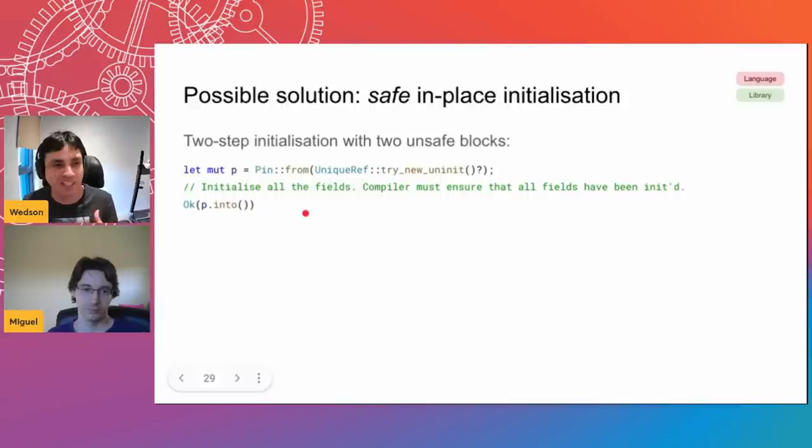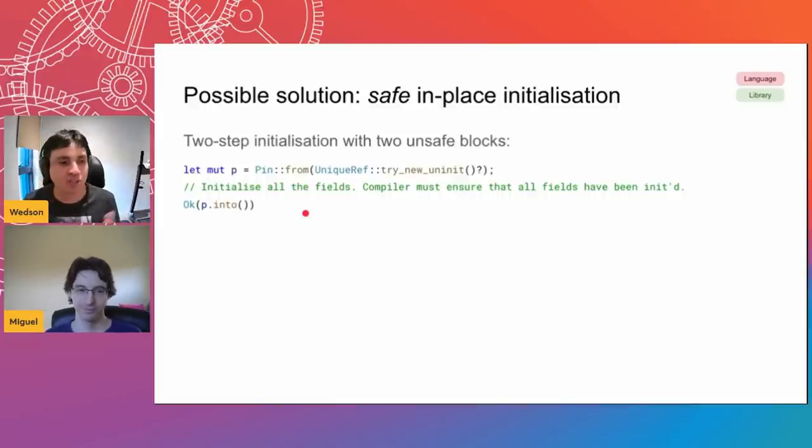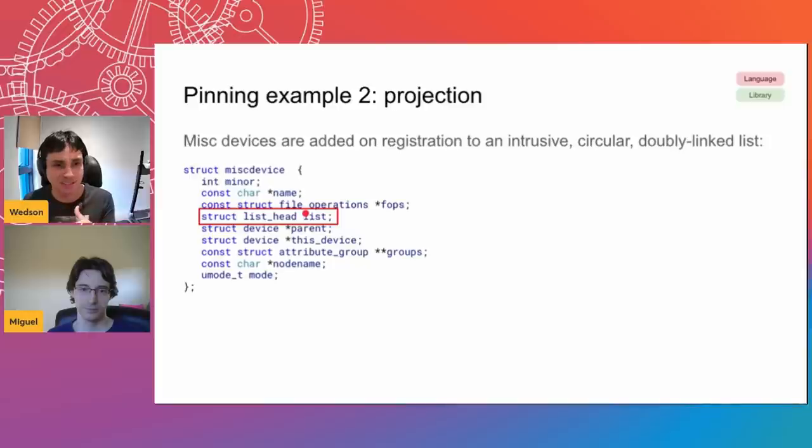Another thing that I should say here is this is one possible solution, right? If people come up with different ways that allow us to do the initialization, we'd be happy with that too, as long as it doesn't have as poor ergonomics as we have at the moment with all the unsafety. So this is it for the first example where we needed pinning to happen before things can be used. We'll go now into the second example, which is when we need pinning later on the lifetime of an object. And the problem here is one of projection.